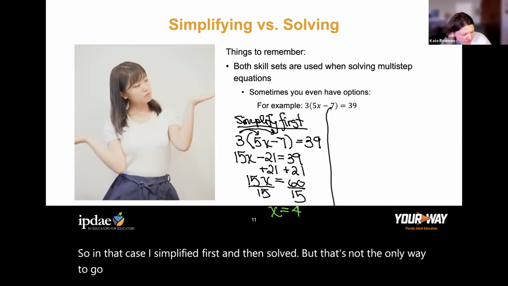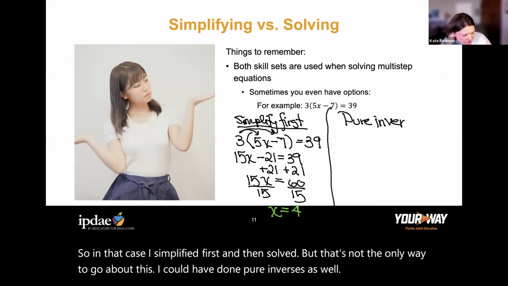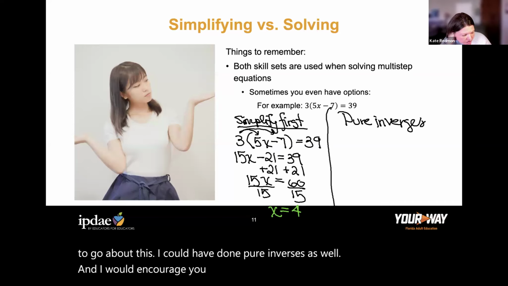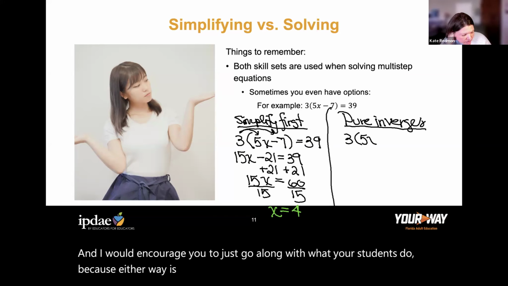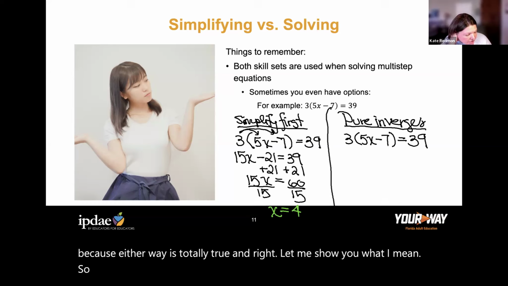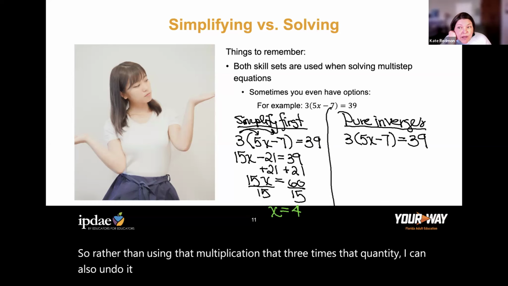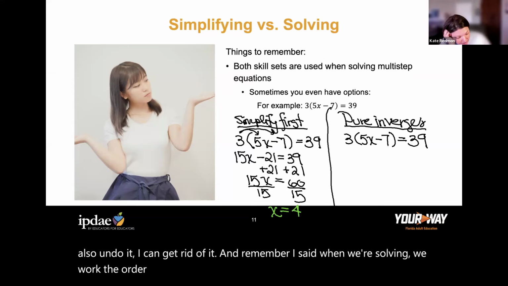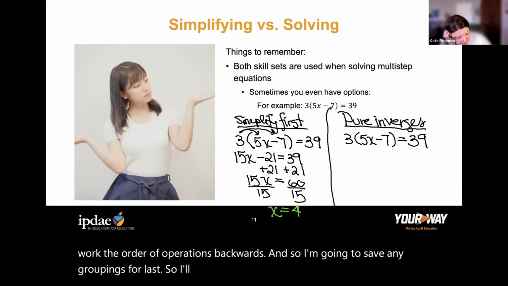I could have done pure inverses as well. And I would encourage you to just go along with what your students do because either way is totally true and right. Let me show you what I mean. So rather than using that multiplication, that 3 times that quantity, I can also undo it. I can get rid of it. And remember, I said when we're solving, we work the order of operations backwards. And so I'm going to save any groupings for last. So I'll save that 5x minus 7 for last.